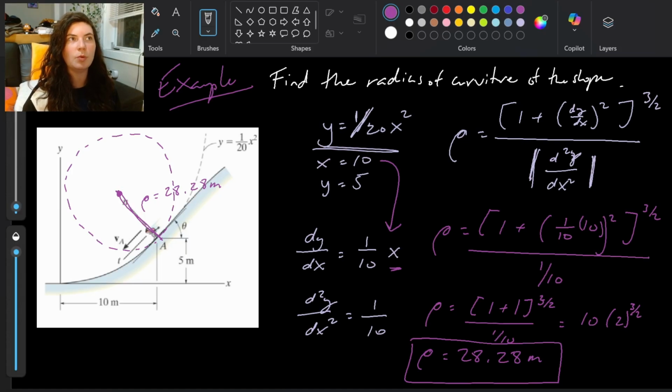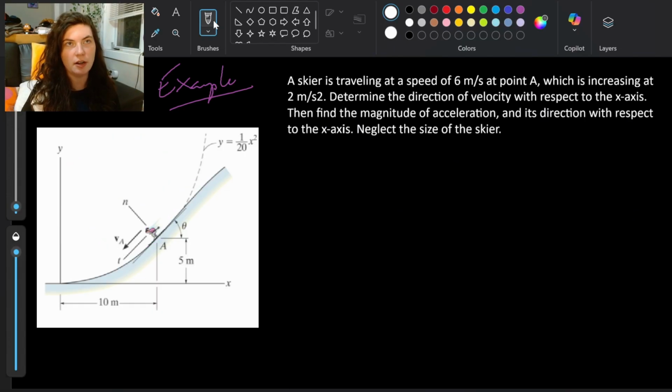So let's go ahead and take this. We're going to work a problem with this skier using this radius of curvature to understand these position, velocity, acceleration relationships in terms of tangent and normal. So still looking at our skier, we have our skier traveling at a speed of 6 meters per second when he's at point A, which is increasing at a rate of 2 meters per second squared. So we want to determine the direction of velocity with respect to the x-axis, then find the magnitude of acceleration and its direction with respect to the x-axis, and we're going to neglect the size of the skier.